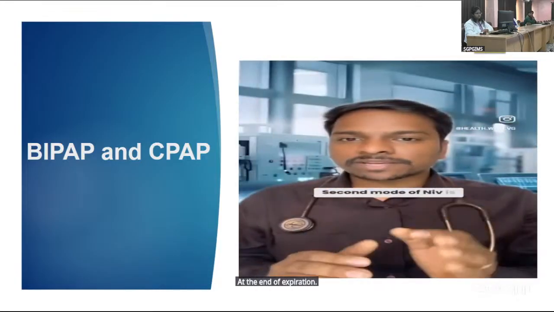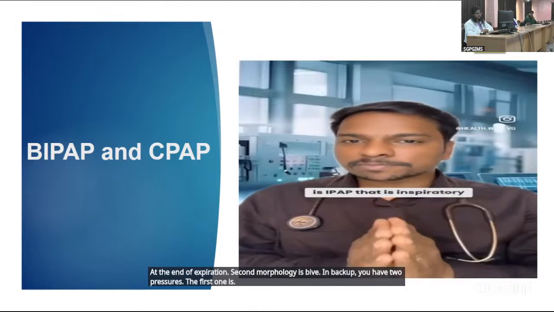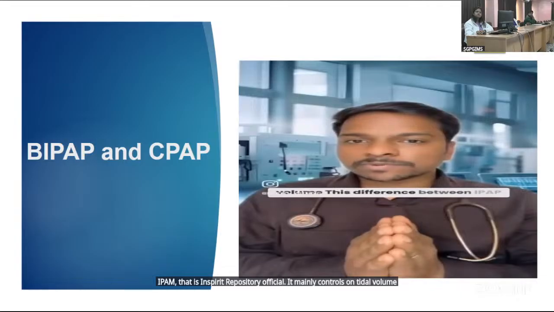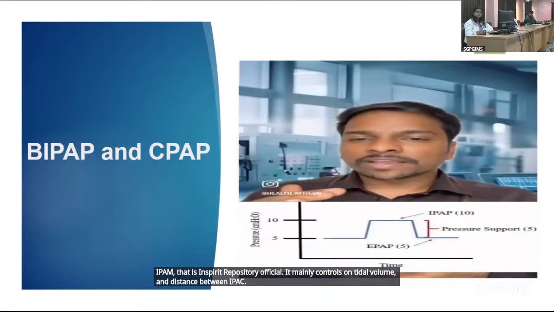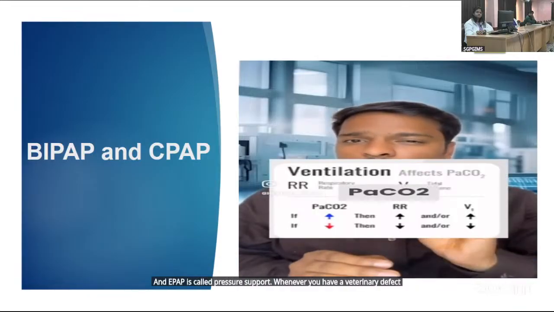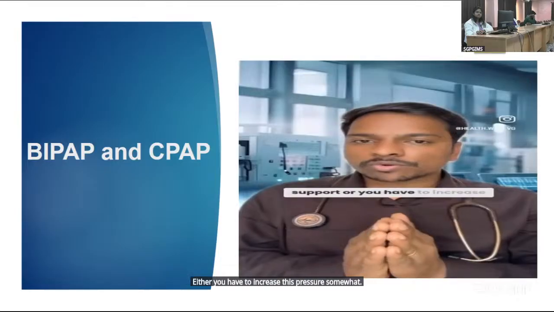The second mode of NIV is BiPAP. In BiPAP, we have two pressures. The first one is IPAP, that is inspiratory positive pressure. It mainly controls tidal volume. The difference between IPAP and EPAP is called pressure support. Whenever you have a ventilatory defect, that is high PaCO2 in ABG, either you have to increase this pressure support or you have to increase IPAP.